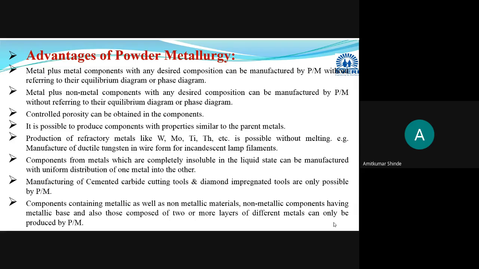In that we discussed self-lubricating bearings, friction material, and cemented carbide cutting tools, along with the flow chart. We have seen the different stages involved in the manufacturing of that component using the powder metallurgy technique. Then we saw how to draw the flow chart for each component.